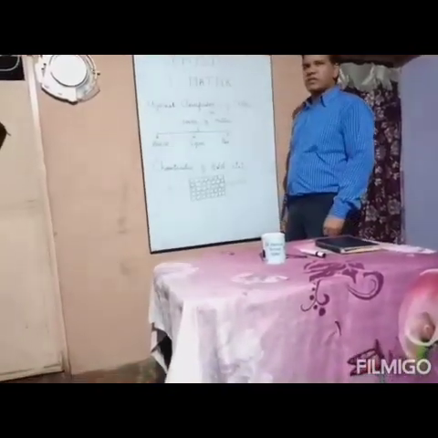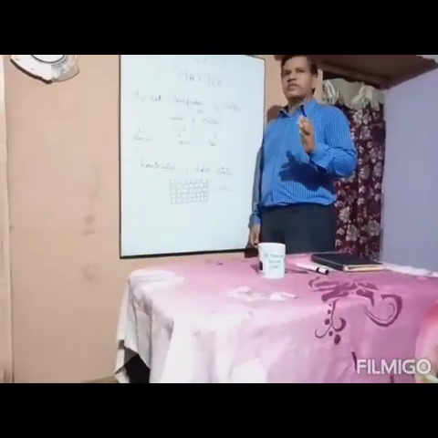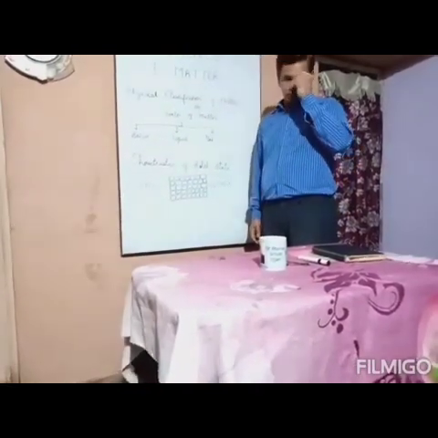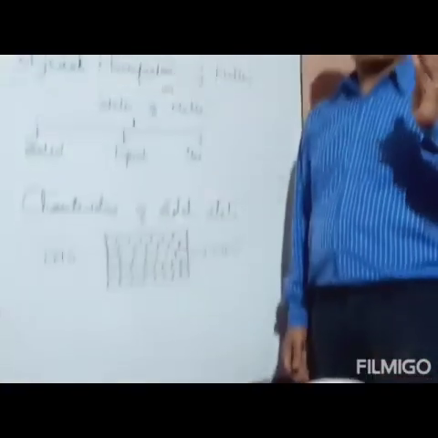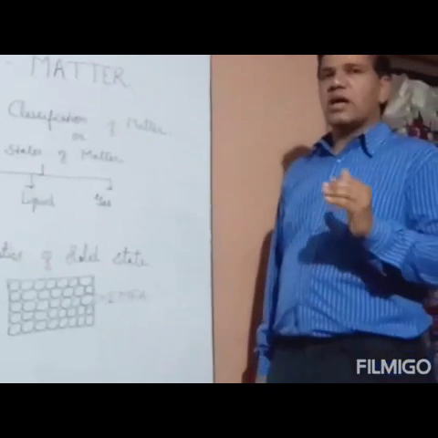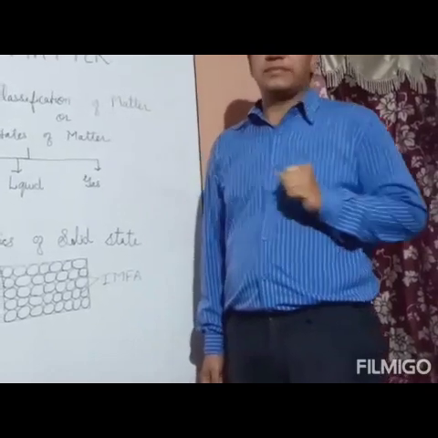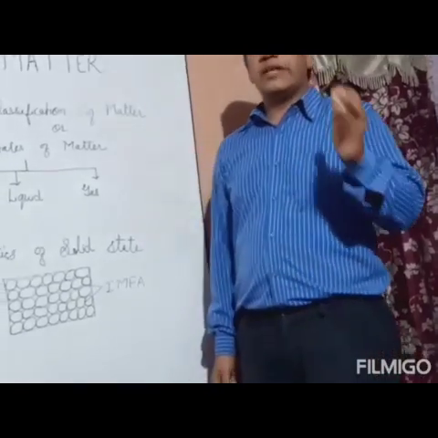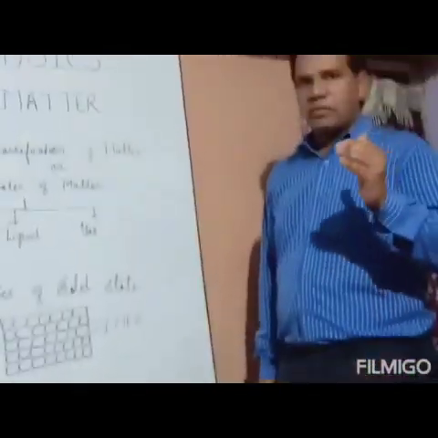From the above investigations, we conclude that first, all material bodies have weight and hence have mass. Second, all material bodies occupy space. These two conditions are necessary for a substance to be matter. So we can again define matter: material which occupies space and has mass.